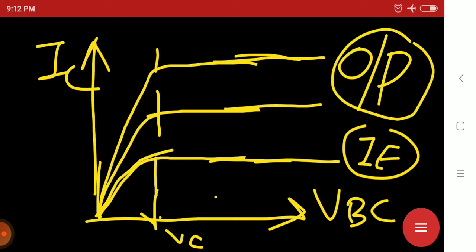So what we get is that in the input characteristic, we get the variation of emitter current IE with respect to base to emitter voltage, and in the output characteristic, we get the variation of collector current IC with respect to base to collector voltage, and there IE, the emitter current, is constant. So these are the input and output characteristics of the CB configuration.